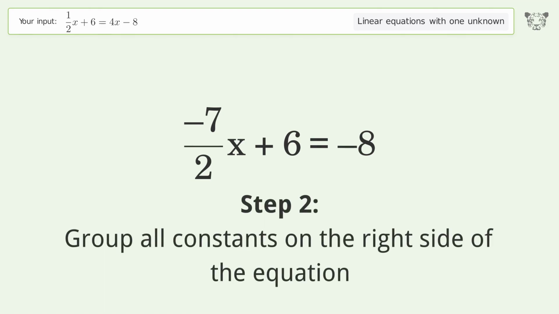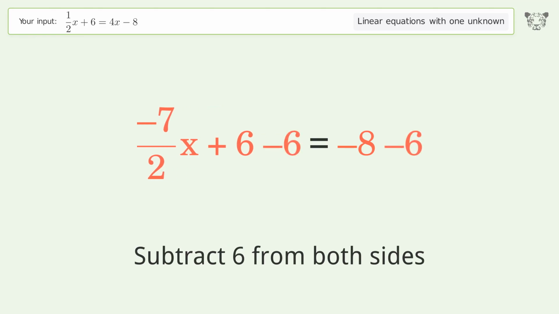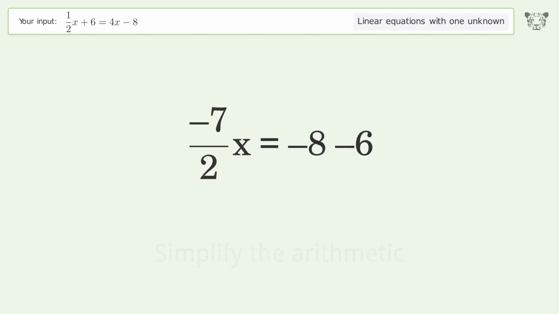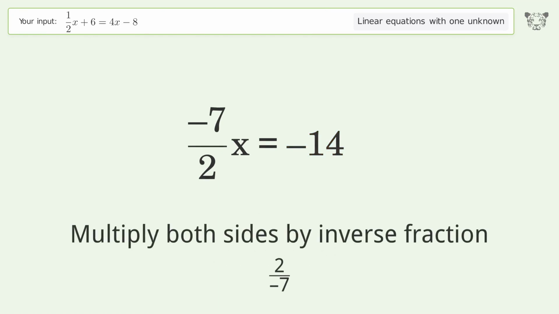Group all constants on the right side of the equation. Subtract 6 from both sides. Simplify the arithmetic. Isolate the b. Multiply both sides by inverse fraction 2 over -7.